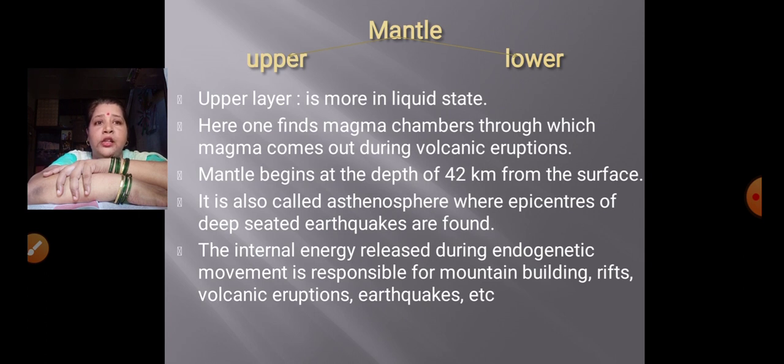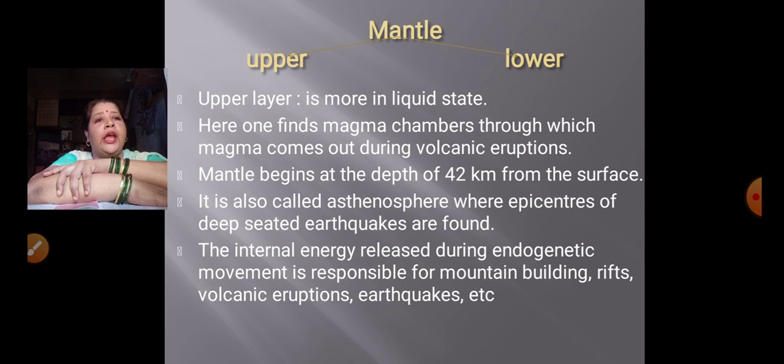The upper mantle is also called the asthenosphere. Why is it called the asthenosphere? Because here in this layer we have epicenters of deep-seated earthquakes. Okay, what is the meaning of epicenters? From where the earthquake originates, that is called the epicenter. So this layer is also called the asthenosphere.